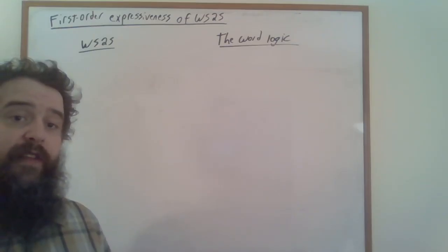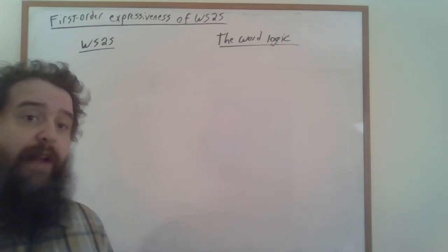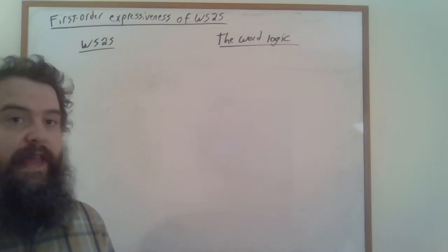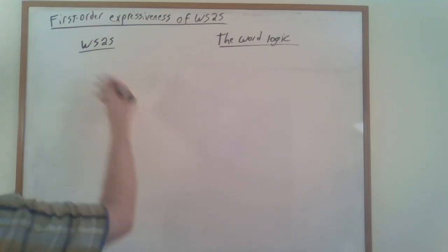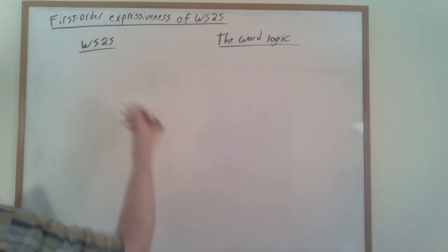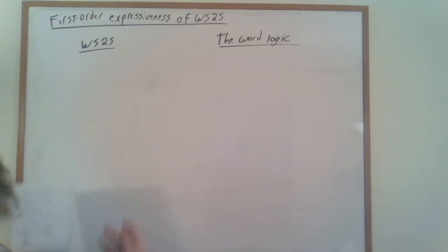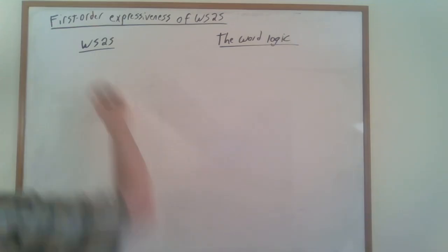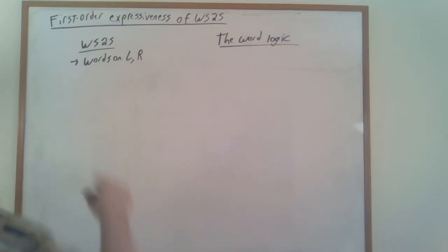Both of these logics involve words and are equivalent to various types of automata, but they wind up being very different in terms of what they can express. So the objects of weak S2S are words on the alphabet L and R, and we like to use that particular alphabet as a mnemonic reminding us how this corresponds with finite state tree automata. Specifically, words on these two characters correspond to locations within a binary tree.